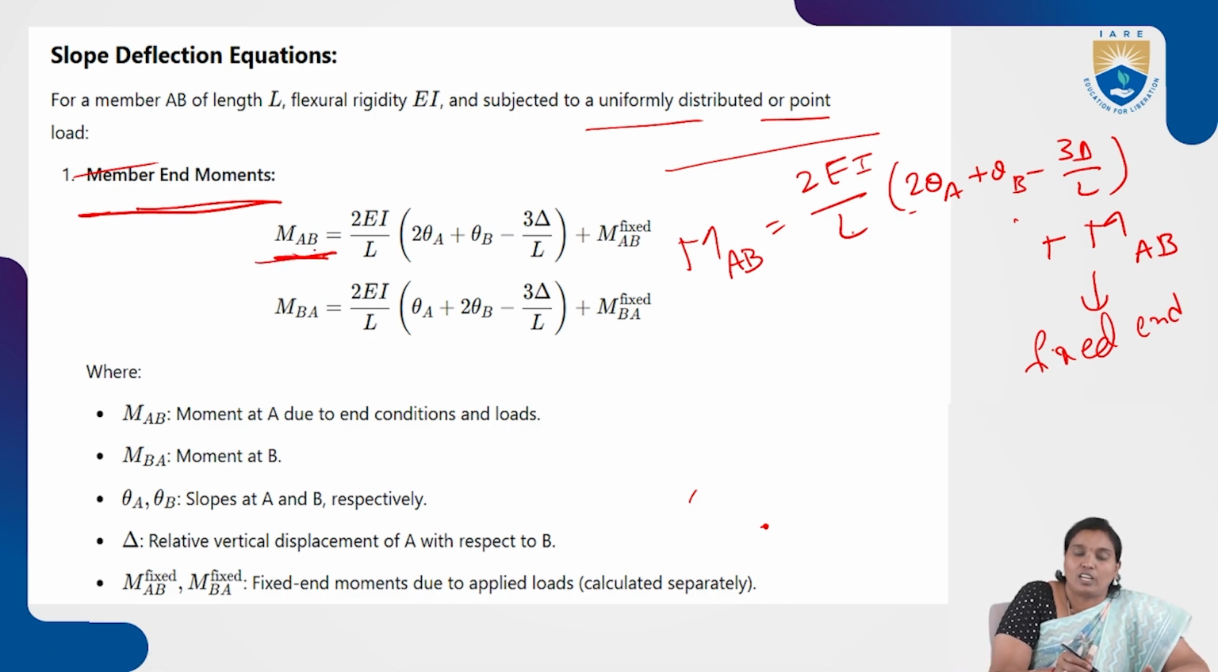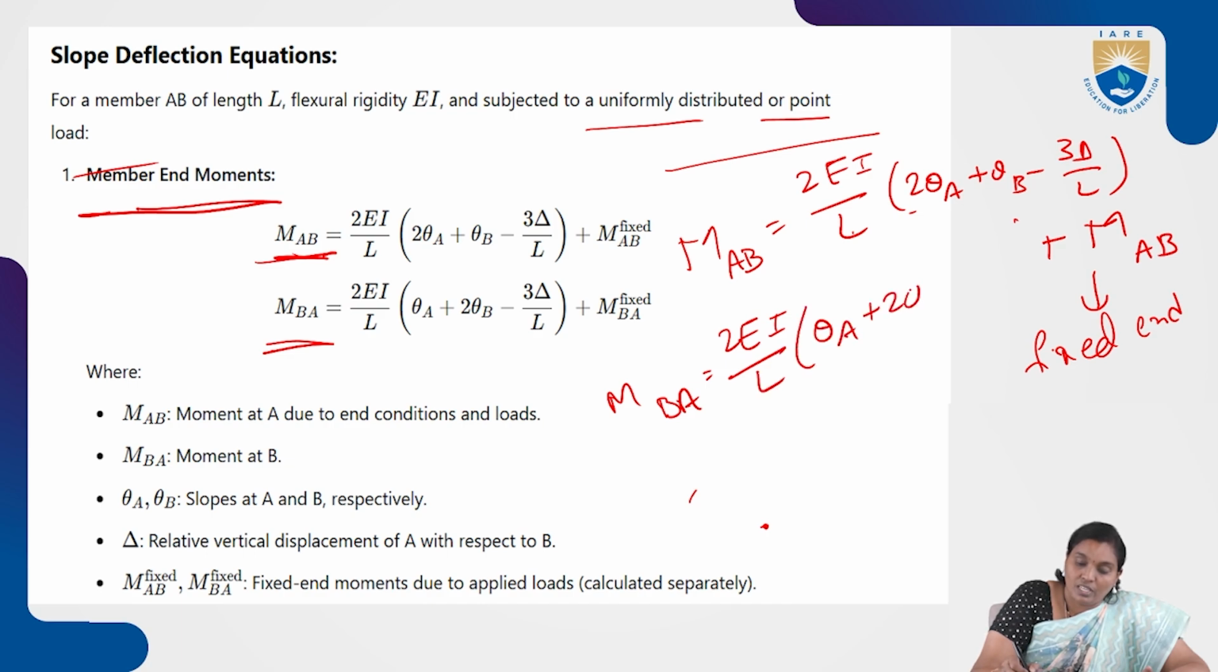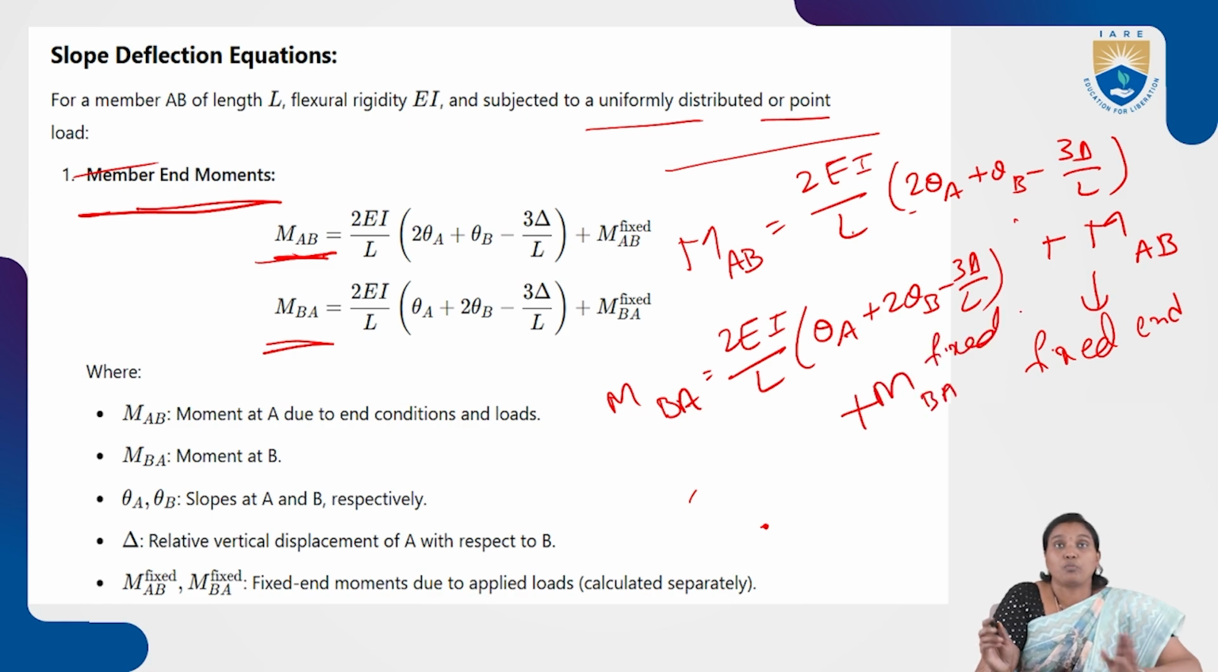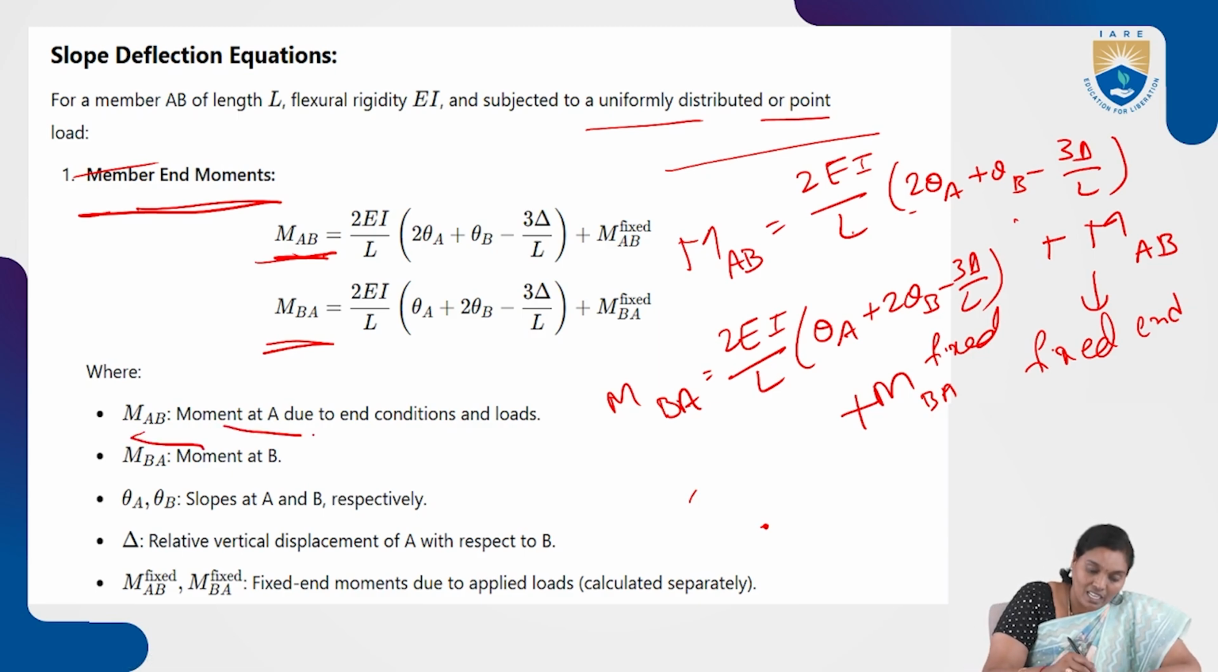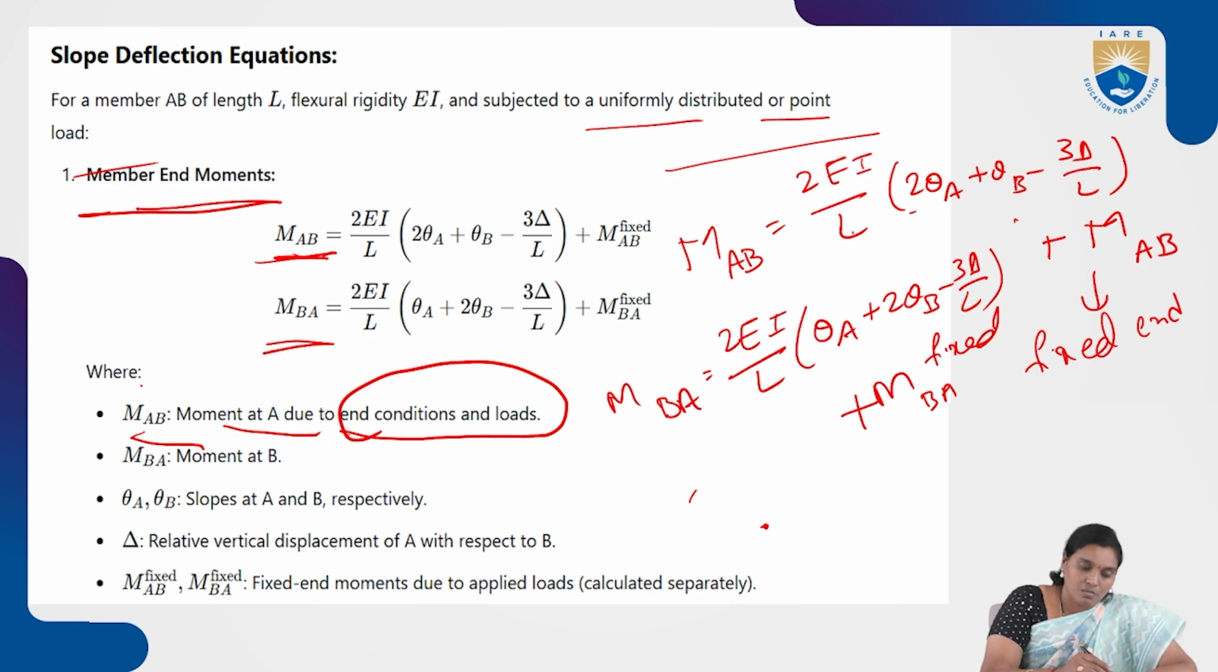This is for A to B. Now B to A also. So M_BA is equal to 2EI/L (theta A plus 2 theta B minus 3 delta/L) plus fixed end moment for B to A. So here, moment AB is the moment at A due to end conditions and load, which depends upon the end condition as well as the loading condition. And this is the moment at B.